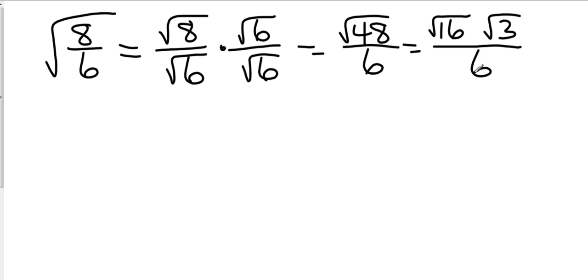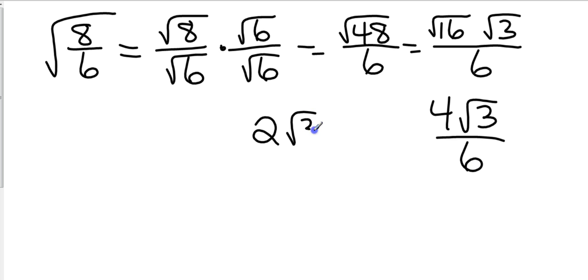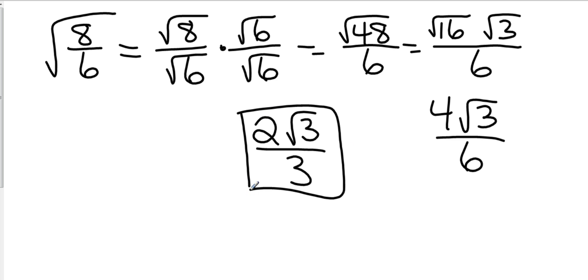Which one of those do we know? Square root of 16. So this becomes 4 square roots of 3 all over 6. Now what? Simplify. So 2/3, or 2 square roots of 3 all over 3. Just reducing the 4/6. All right, so that's what we do when we end up with a radical on the bottom.